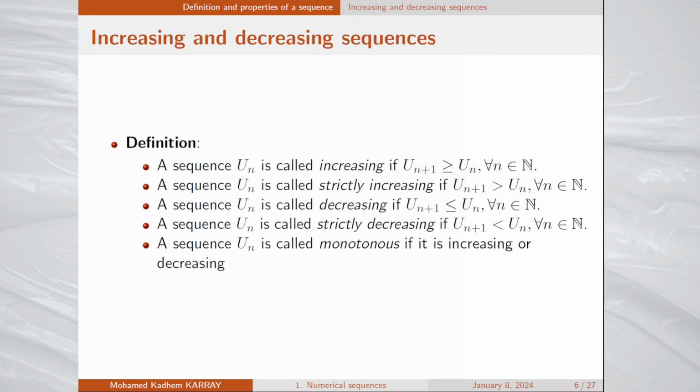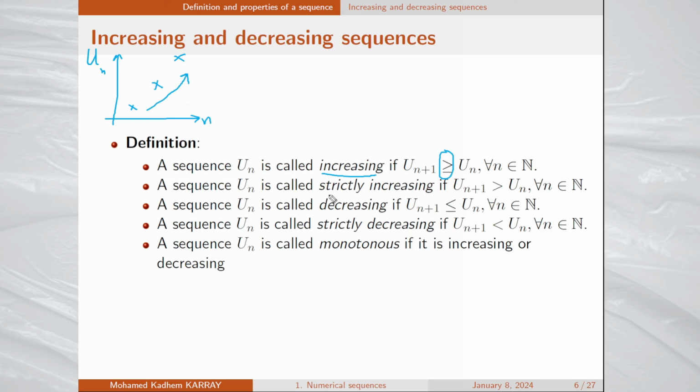We now present increasing and decreasing sequences. A sequence is called increasing if un plus 1 is larger or equal than un. Here is an example. This is the n-axis, and this is un. If I take, for example, 3 values here, this sequence is increasing.